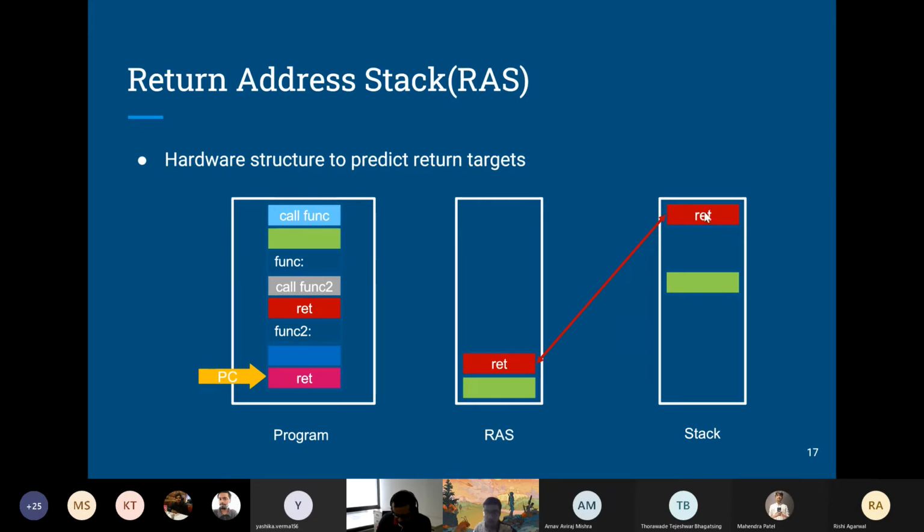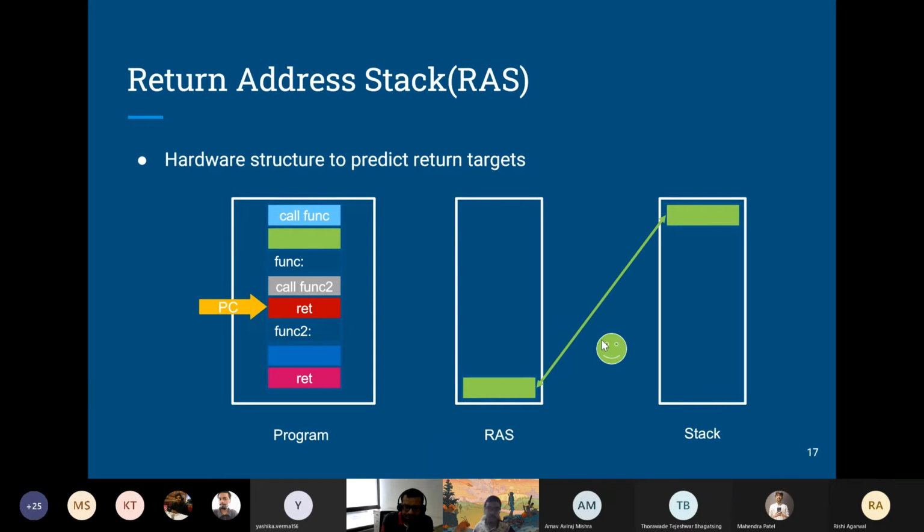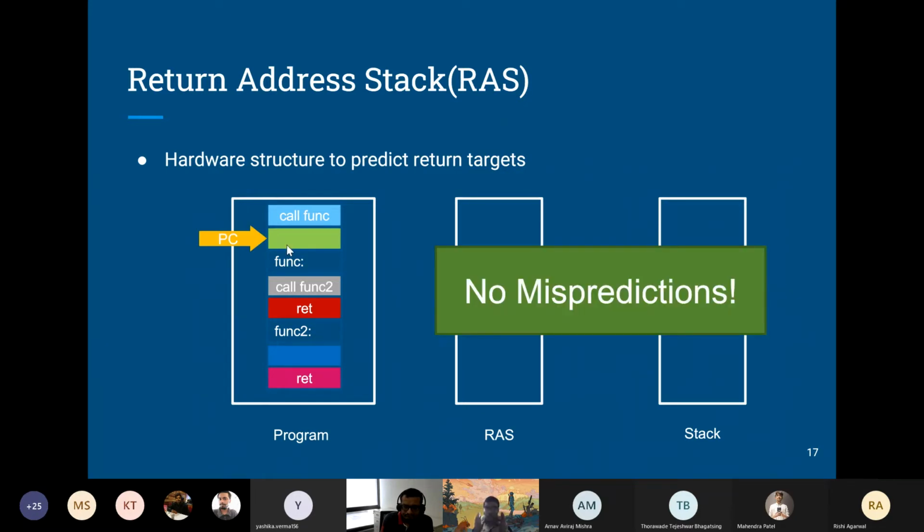So note that these two are matching. That is where you will return to, this red ret. So you're good. Similarly, you return to this red one. Again, these two are matching. You are again good. You return here. No mispredictions in whatever you did.